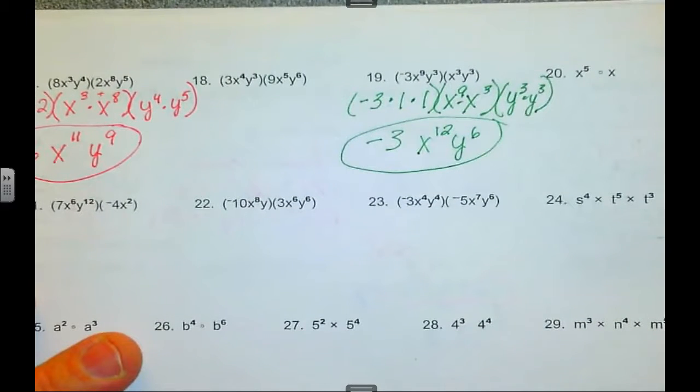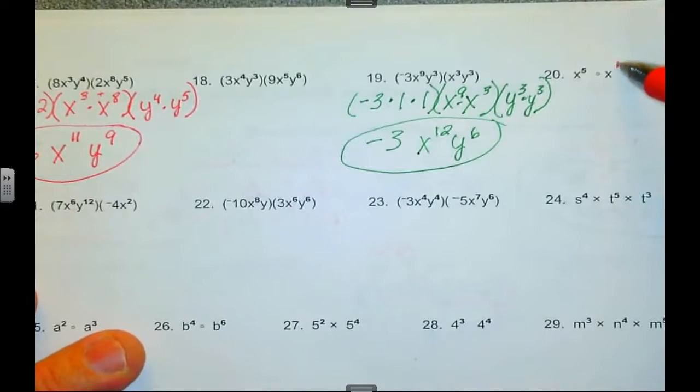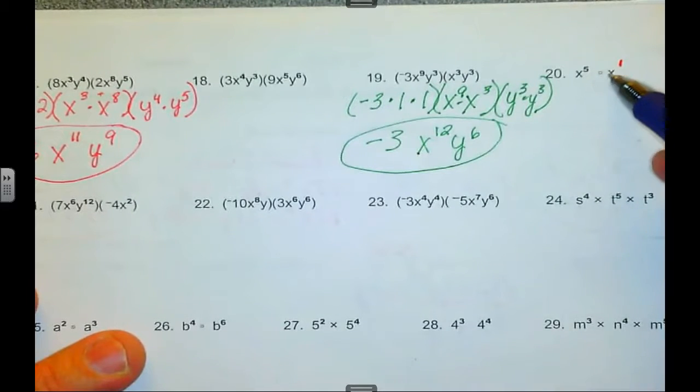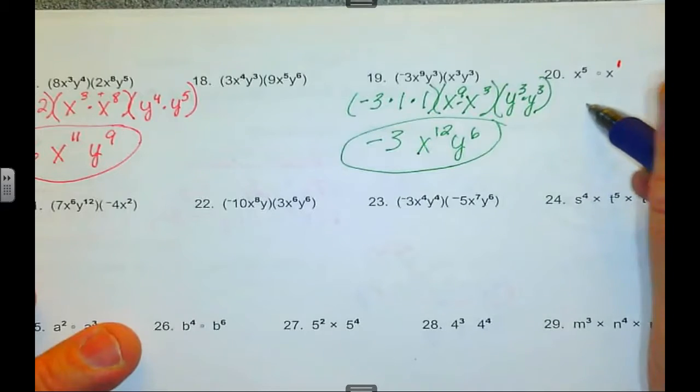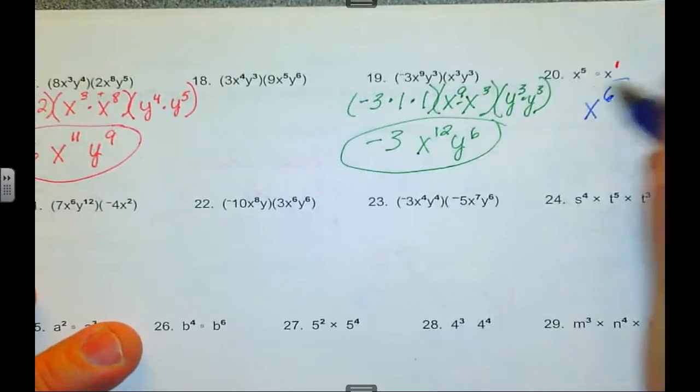Ooh, if there's no exponent there at all, what is it? A 1, just like the coefficient. If there's no coefficient there, it's a 1. So I have x to the 5th times x to the 1st is x to the 6th. Good.